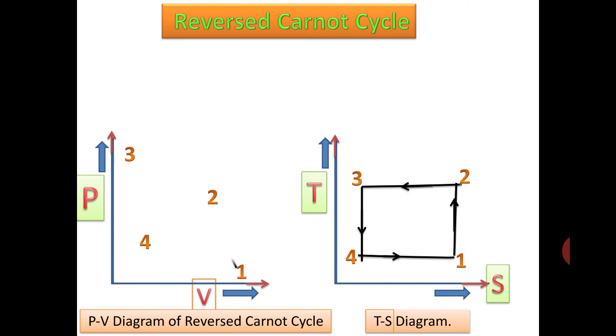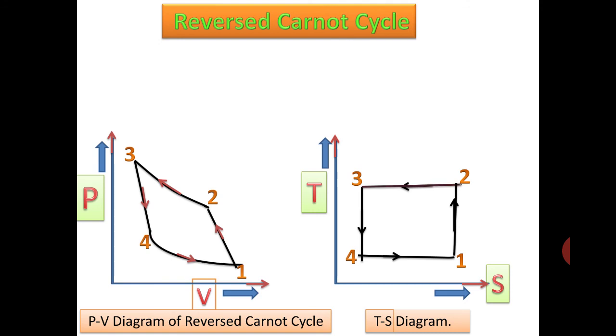So let us study the various processes one by one. The first process 1 2 is the reversible isentropic compression process. The second process 2 3 is reversible isothermal heat rejection by the refrigerant. The third process 3 4 is again reversible isentropic expansion of the refrigerant. The last process 4 1 is reversible isothermal heat absorption by the refrigerant.